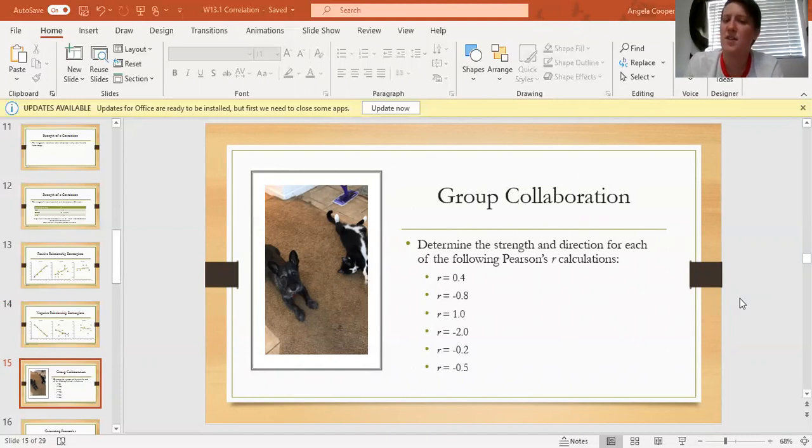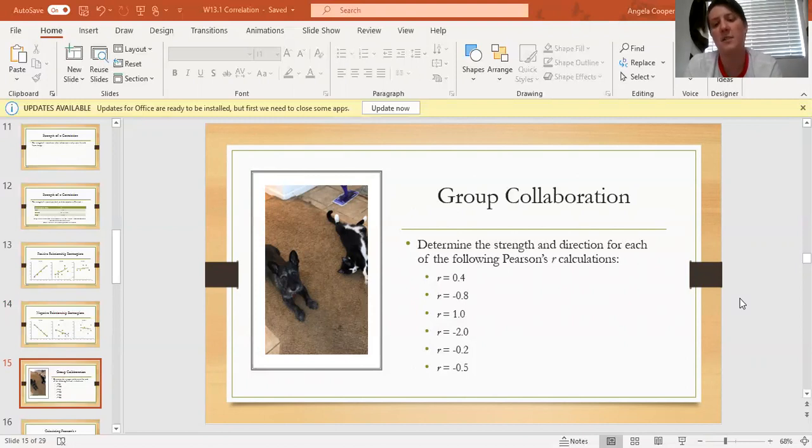R is equal to negative 2.0. Well, the direction is technically negative, but that does not make sense. Pearson's R can be no lower than negative 1.0 and no higher than 1.0. So R equals negative 2.0 is actually not a true R value. That is actually a mistake or just trash, because it can't be any lower than negative 1.